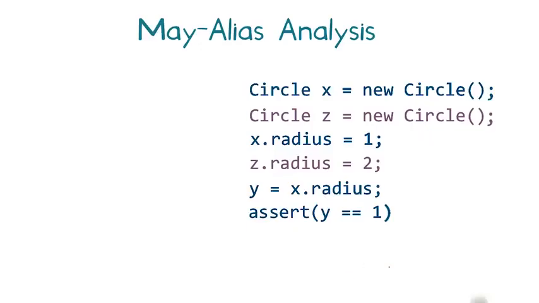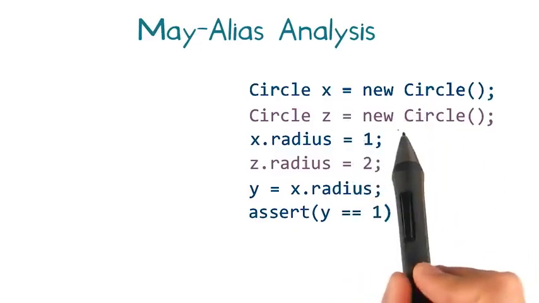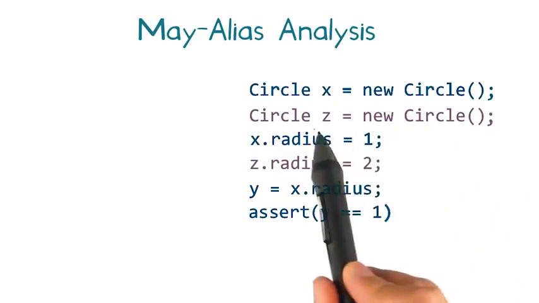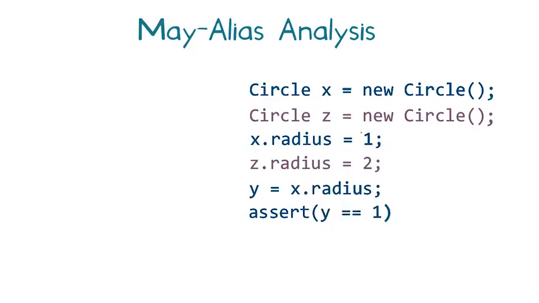Here, let's suppose x and z denote different circles. In this case, our analysis proceeds as follows. After this assignment to z, we infer that x and z denote different circles.